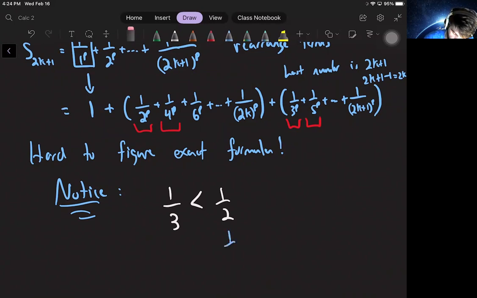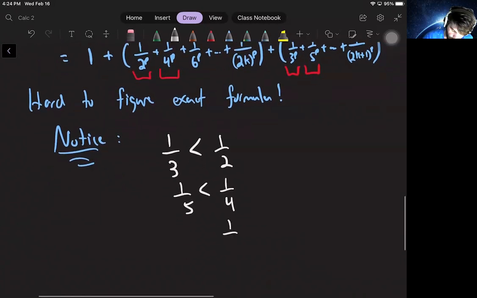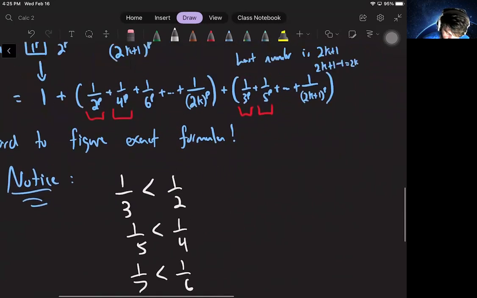It's always going to be the same. The evens will always be the bigger one. So if I compare 1/6 and 1/7, same idea, because the even number is smaller. So these are always bigger. So then what's the last one? This one and this one.